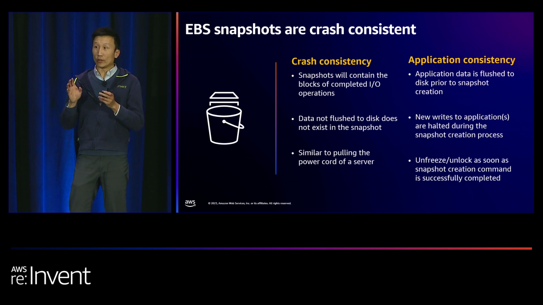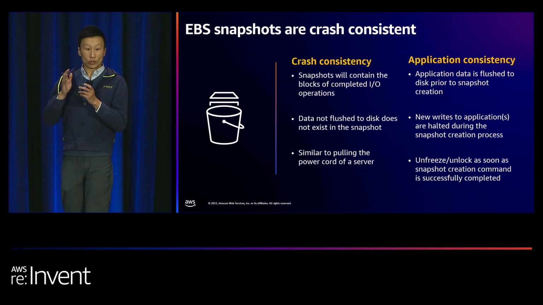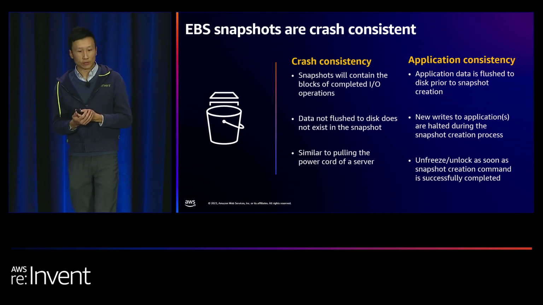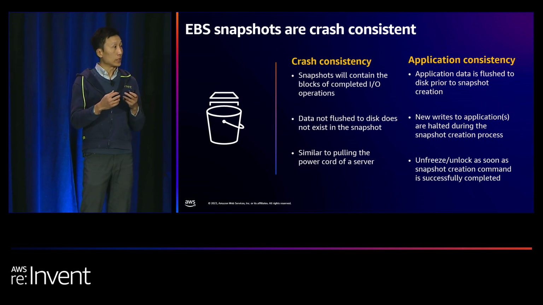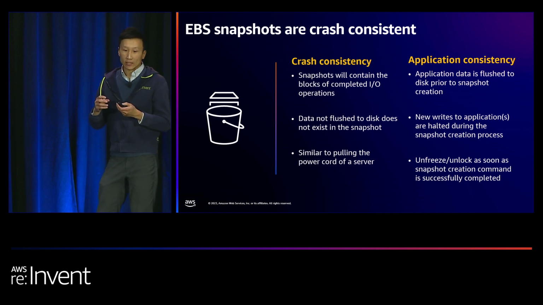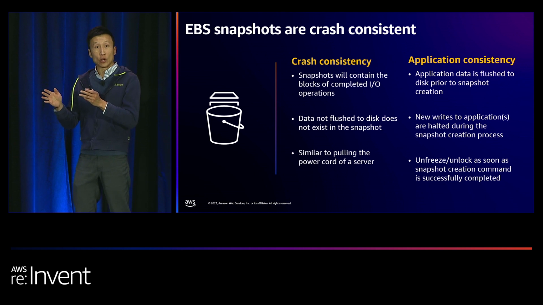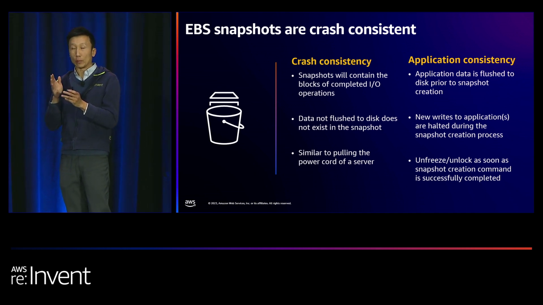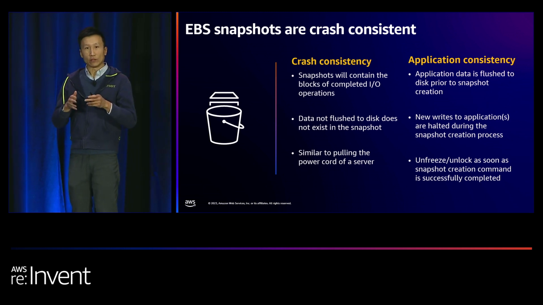So any I/O that's in memory or in transit is not going to be on the snapshot when you create a crash consistent snapshot. Whereas with an application consistent snapshot, there's a little bit more coordination involved between the snapshot process and the application itself, so that any in-transit I/O or I/O in memory is going to be flushed first onto disk to make sure it's on the disk. Any new I/O is going to be temporarily frozen. The snapshot's going to be initiated, and that's how you guarantee application consistent snapshots.